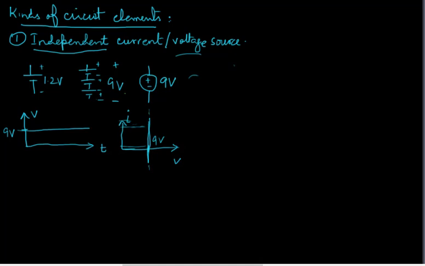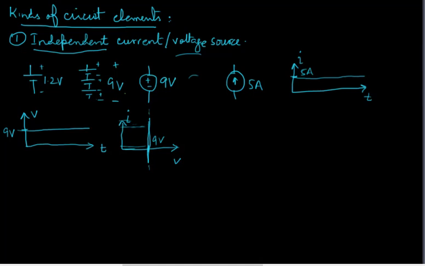Now there is independent current source also. So a current source is given a symbol like this. And an independent current source, for example, is giving you 5 amperes or whatever the current amount. An independent current source is a source that is going to keep on delivering the same amount of current for all time. It's not going to change over time. Now, this is a DC independent current source and just going to keep on delivering that amount of current.